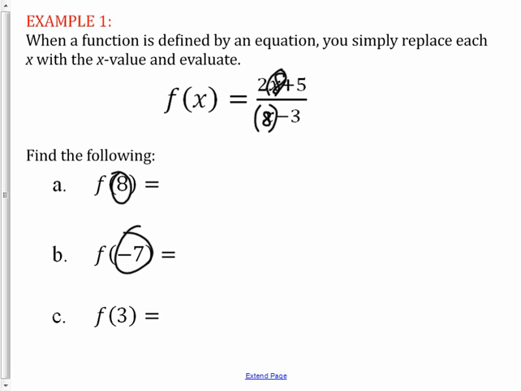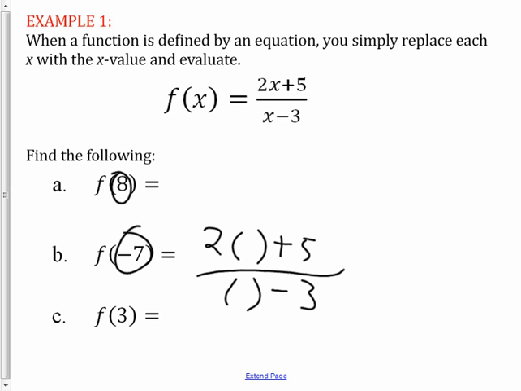All right, 2 times 8 is 16 plus 5, 21. 8 minus 3, 5, 21 fifths. Raise your hand if you agree. Okay, good. On the next one, in this same function, if I were you, when I was writing it, I would write 2 empty spot plus 5 over empty spot minus 3. Do you get why I did that? Put the empty spot in where the what was? The x. Good. And now I'm going to drop in a -7.